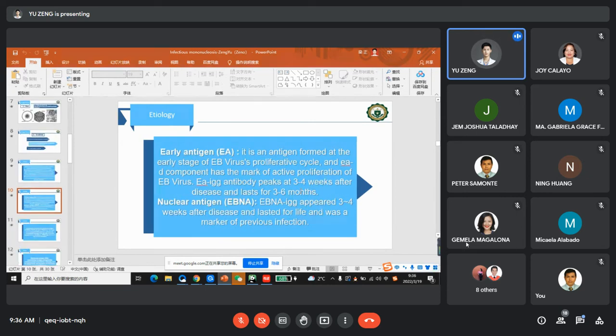Early antigen, abbreviated as EA. EA is an antigen formed at the early stage of the EB virus proliferative cycle, and the EAD component is a mark of active proliferation of EB virus. EA-IgG antibody peaks at 3 to 4 weeks after disease and lasts for about 3 to 6 months. Nuclear antigen: EBNA-IgG appeared 3 to 4 weeks after disease and normally lasted for life and was a marker of previous infection.